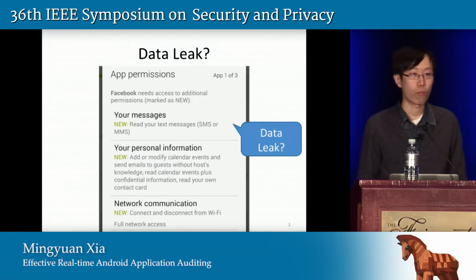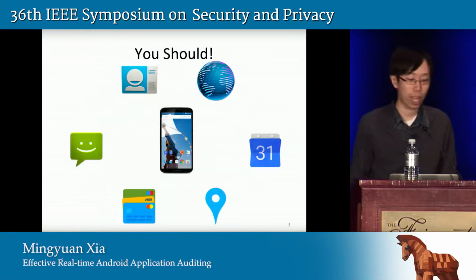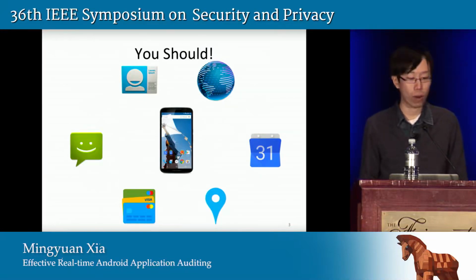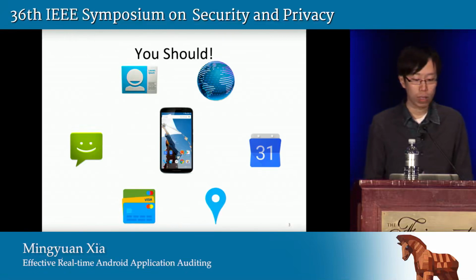If you haven't, you should, starting today, because nowadays a smartphone app can access all kinds of your privacy concerned data: your text messages, your contacts, your payment information, location, your schedule, and your browsing history.